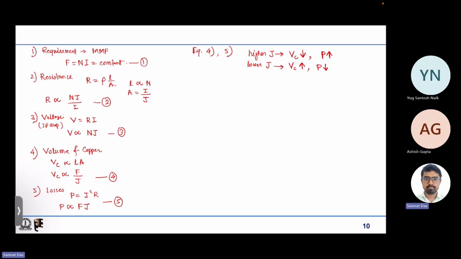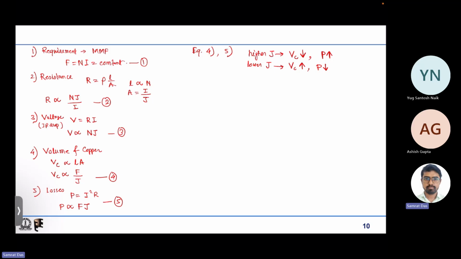There is an optimal point at which current density you will not use more volume of copper than necessary, and you will also not lose much, so you will not end up having a lower efficiency.